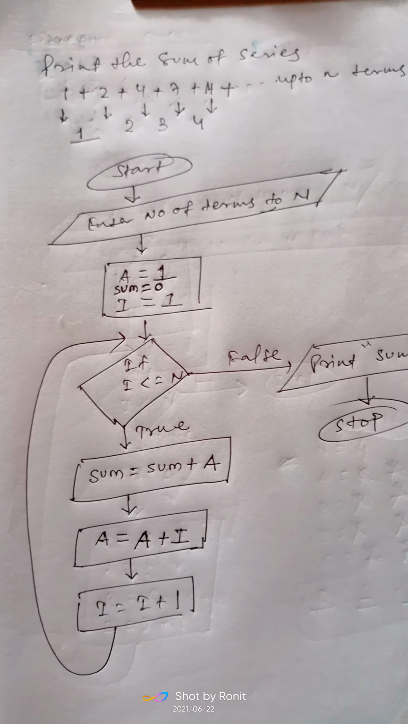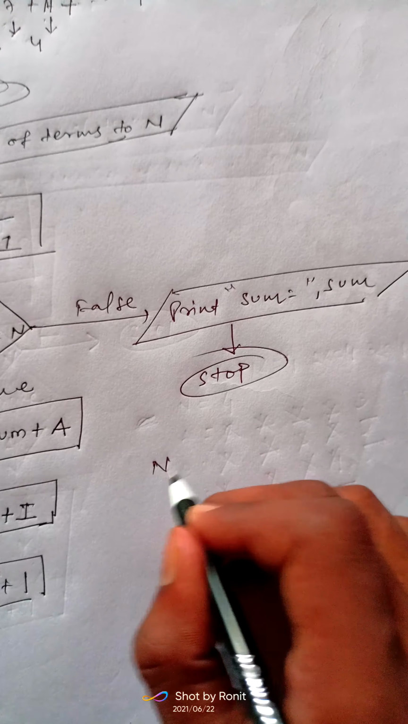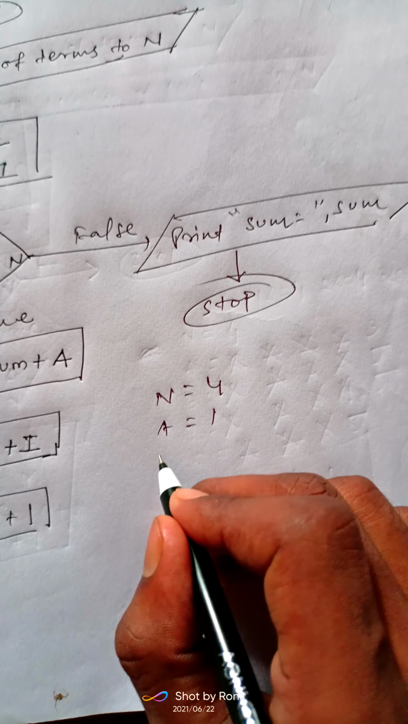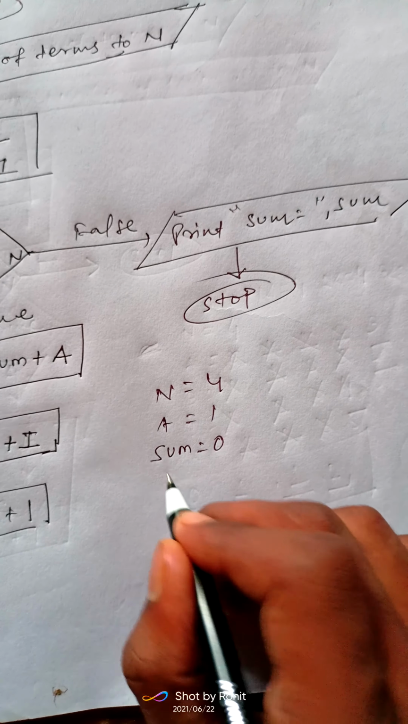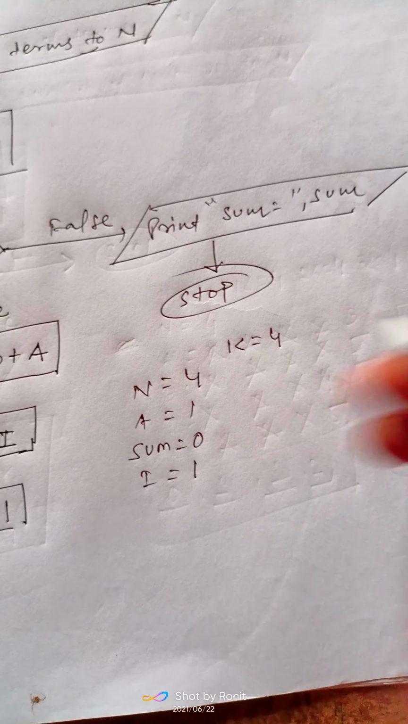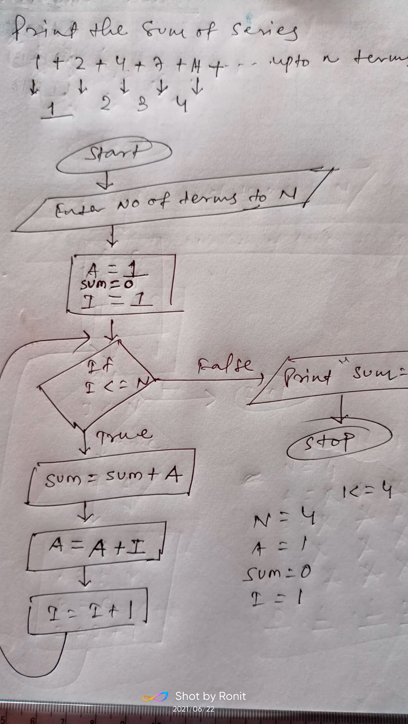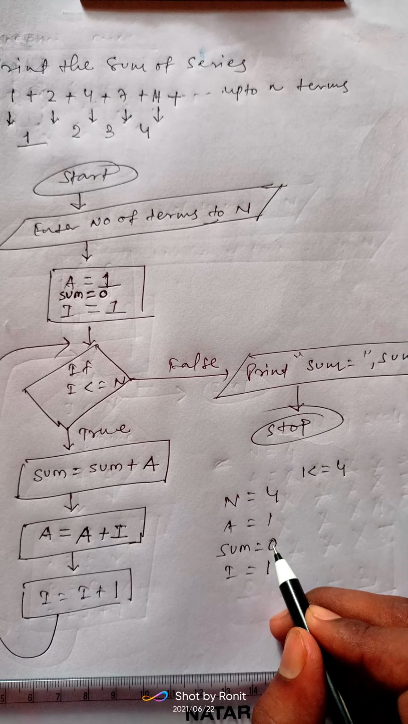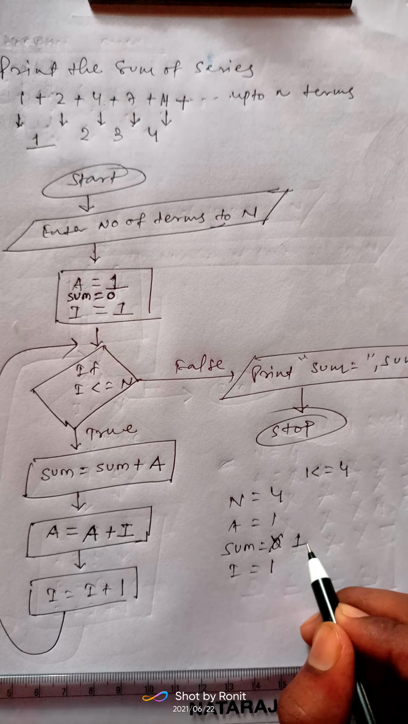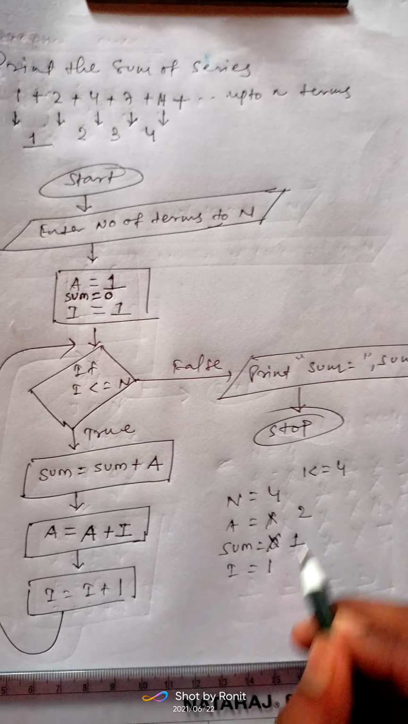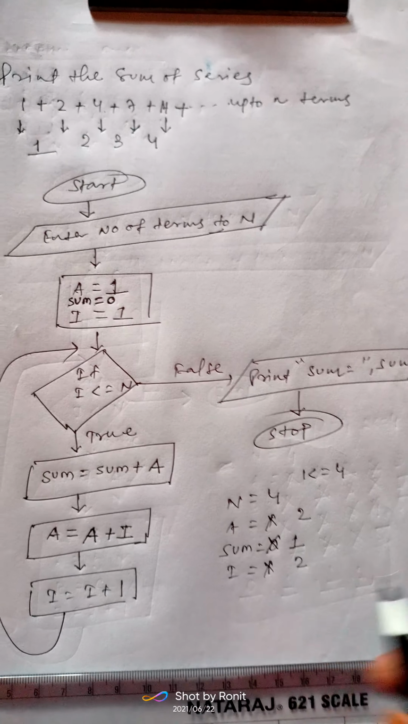Let's do the dry run. Let n be 4. Initially we have a equals 1, sum equals 0, I equals 1. At first the condition goes true, that is I less than or equal to 4. Our first task is sum equals sum plus a, that is 0 plus 1, that is 1. a equals a plus I, that is 1 plus 1, that will be 2. I will be I plus 1, that is 2.